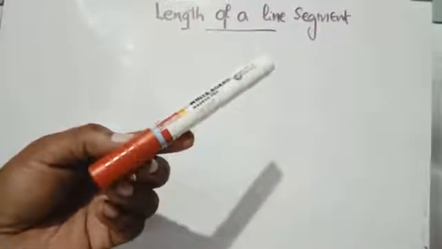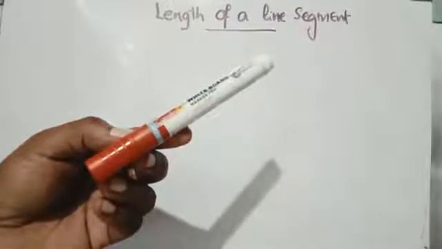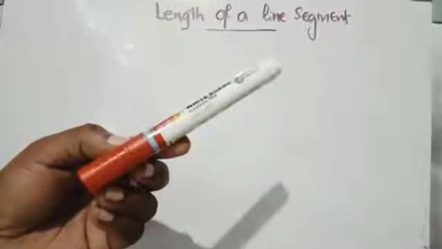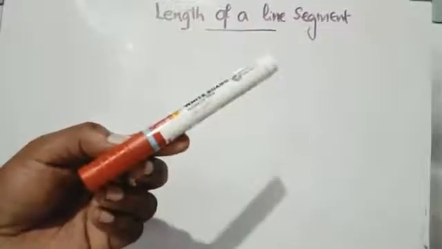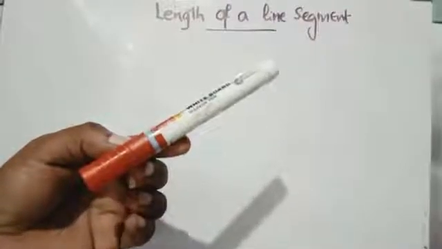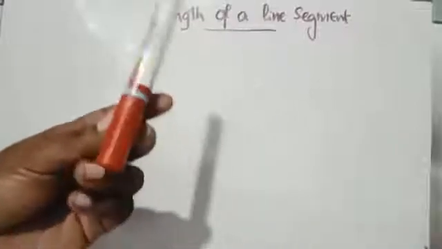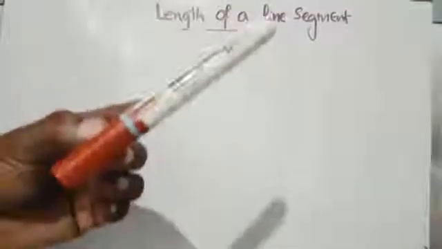Unfortunately, I don't have a ruler now, but I want the length of this line segment. What can we do? I don't have a ruler, I don't have any other measurements. I have only two things: a graph paper and a pencil. I want to measure the length of this line segment. So what can we do for that?